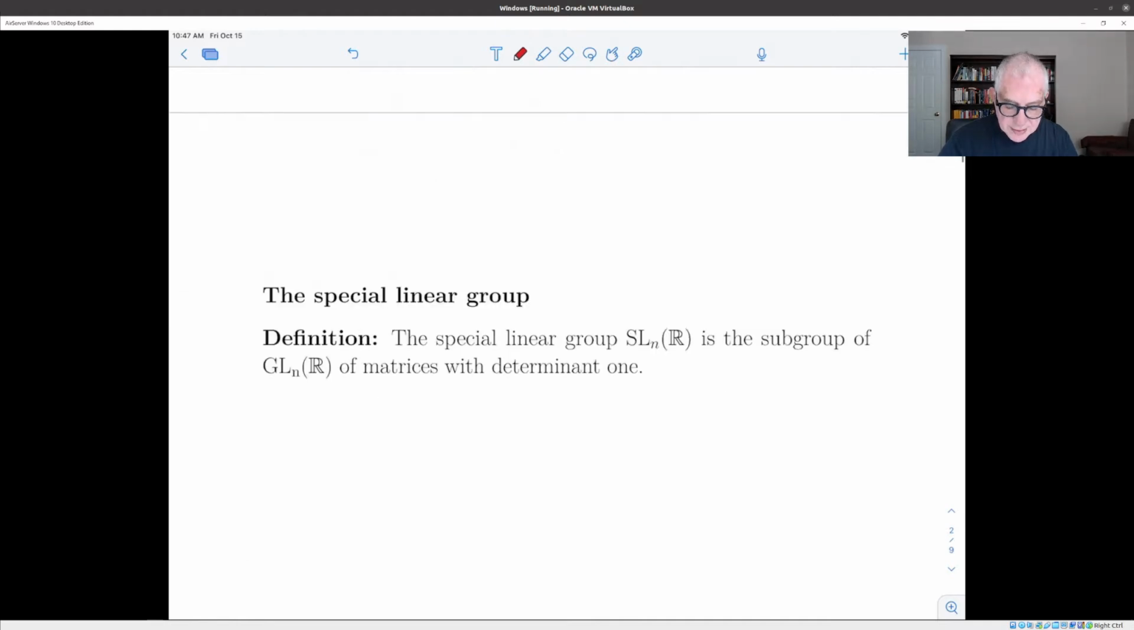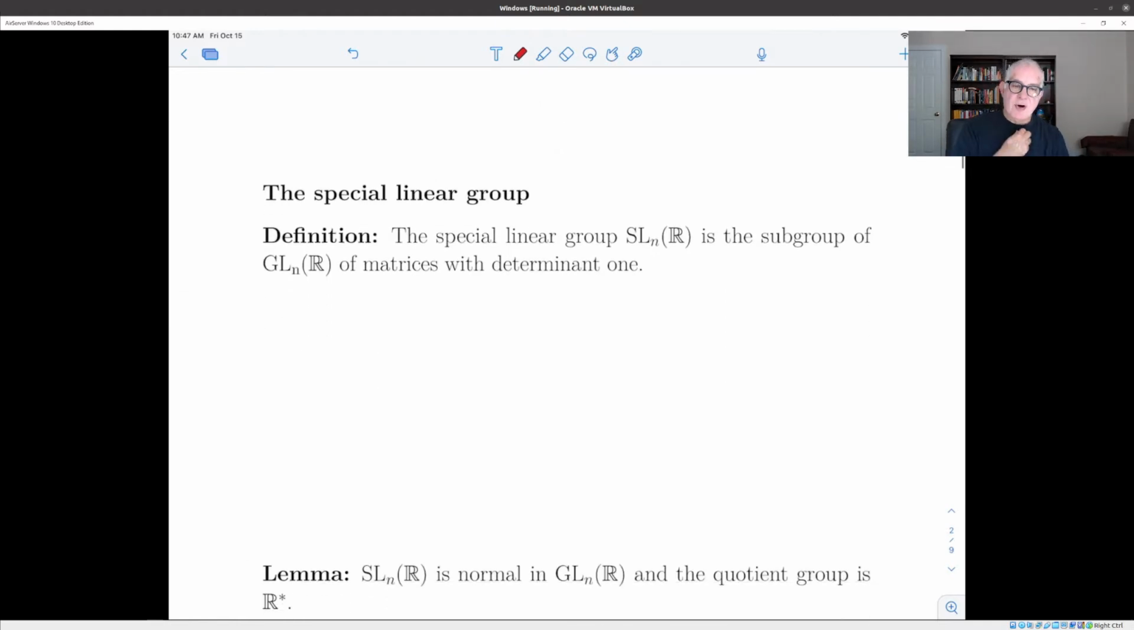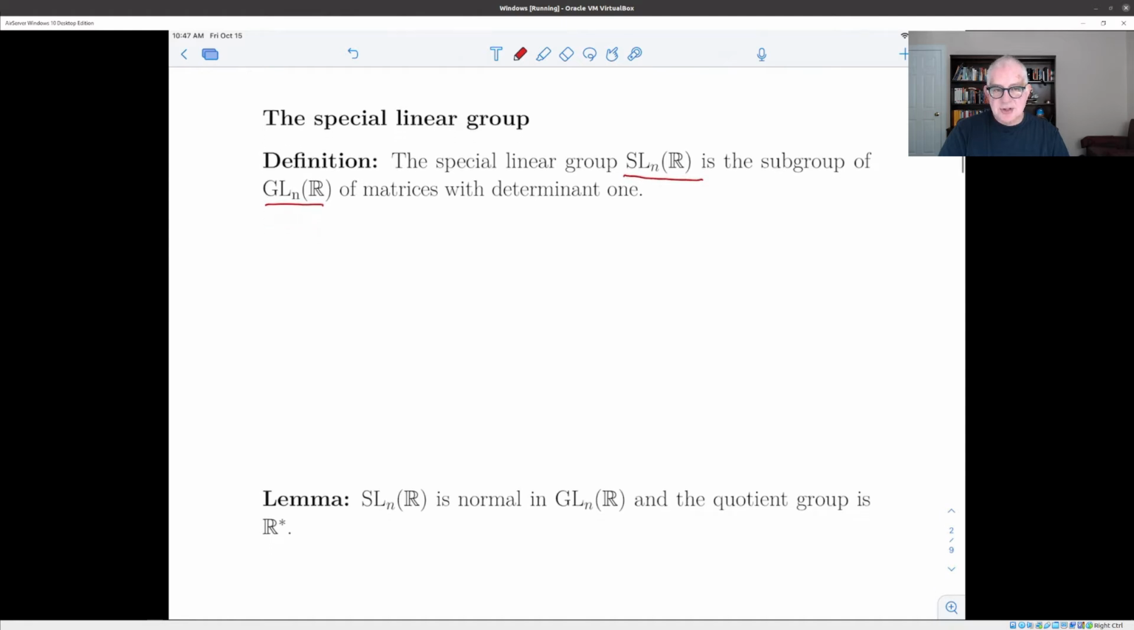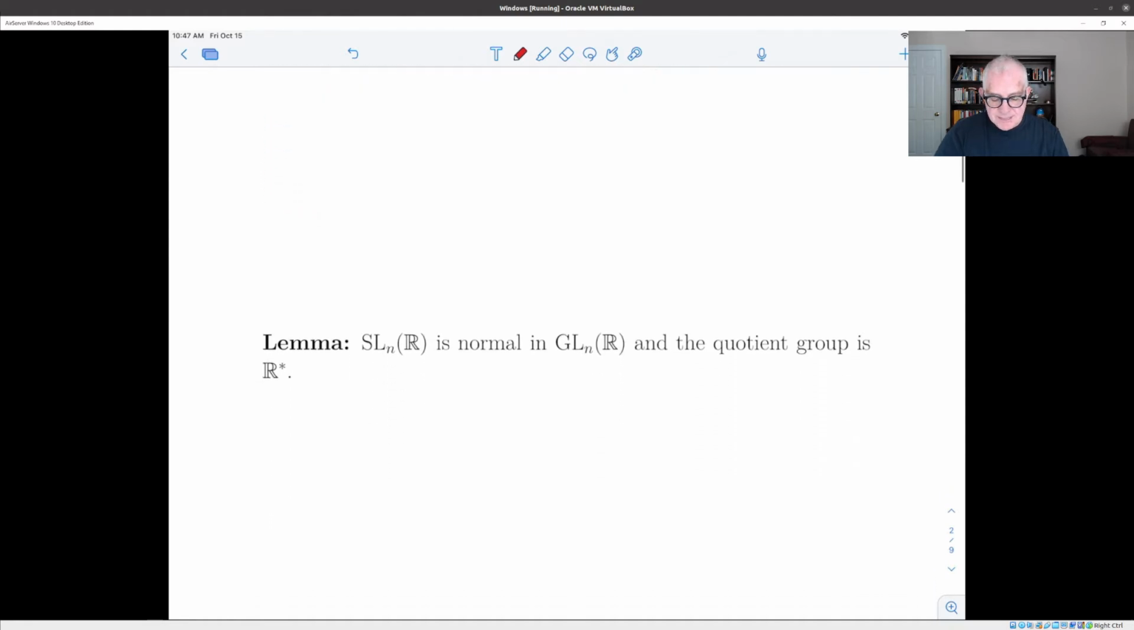So you may recall that we also talked about SL2R, the special linear group, which was the subgroup of GL2R consisting of matrices of determinant 1. And we can do that for GLN for the n-dimensional case as well, and we introduce the special linear group to be the subgroup of GLNR consisting of matrices with determinant 1. And so it's just like SL2R, but for n by n matrices.